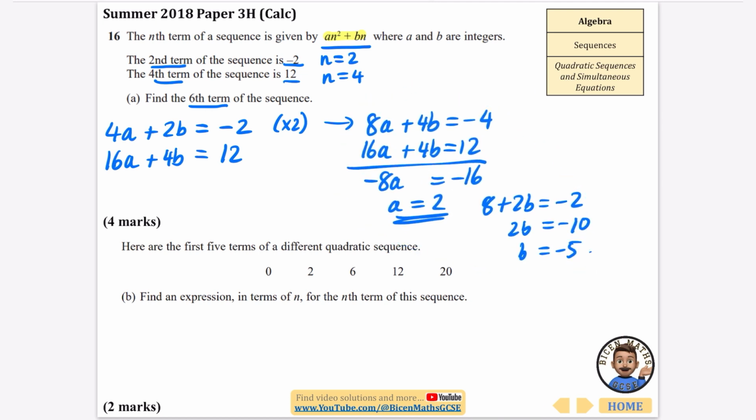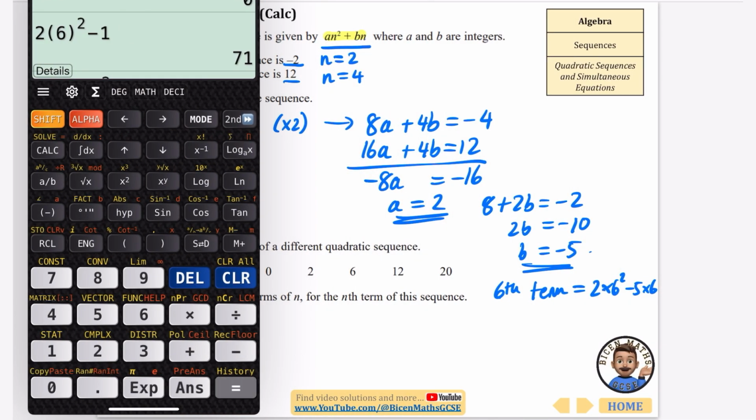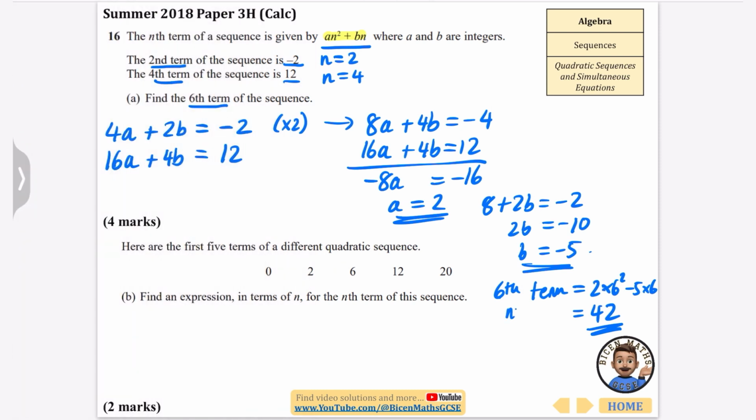So now we know what a and b are, we're going to find out what the sixth term is. So the sixth term is going to be equal to replacing it with a 6. So it is going to be 2 times 6 squared plus, or -5, because it's b, -5 times 6. So I'm going to just type that in on my calculator. I'm going to do 2 times 6 squared minus 5 times 6, and we get that the sixth term is 42. I've really had to squeeze that in here. So this is that n is equal to 6 for the sixth term.